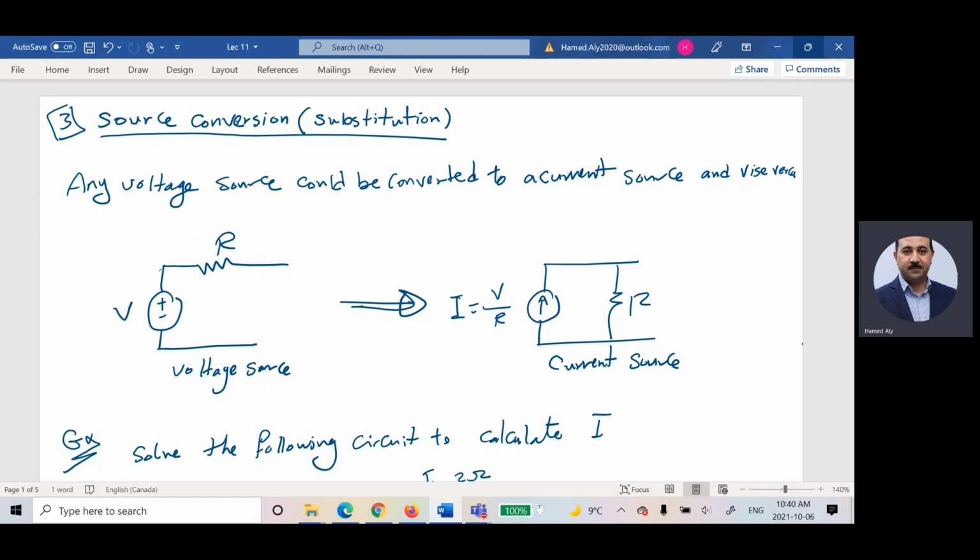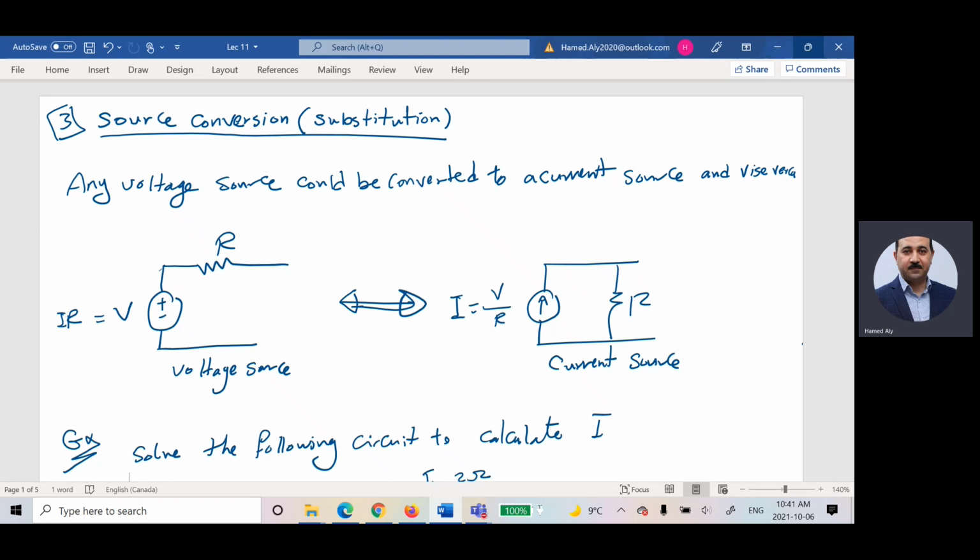And it works vice versa, which means if I have a current source connected in parallel with a resistor and I'm looking to convert it to a voltage source, I will draw a voltage connected in series with a resistor. What is the value of the resistance? It is the same as the resistance connected in parallel with the current source. What is the value of the voltage? The voltage is equal to I times R. So if I have a voltage source and I would like to convert it to a current source or vice versa, I can do that. This is a very simple thing.